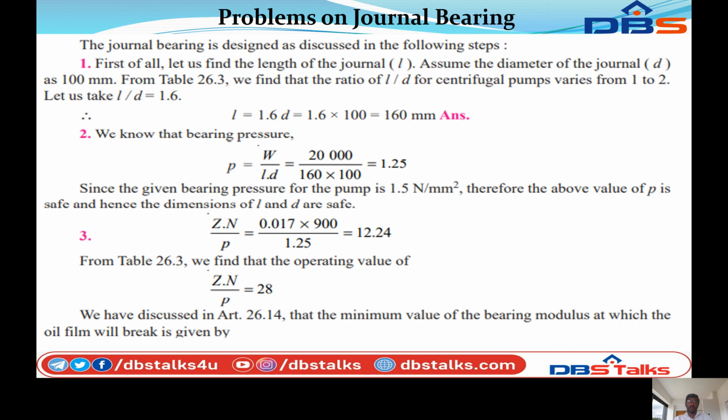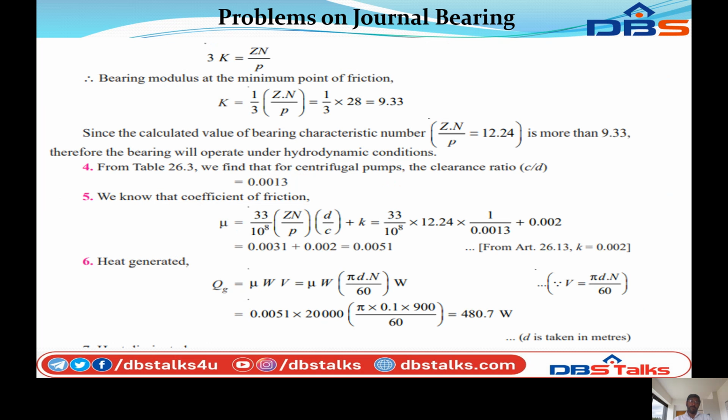So substitute the values. 3K is equal to ZN by P. Therefore the bearing modulus at the minimum point of friction, K is equal to 1 by 3 into ZN by P, that is equal to 1 by 3 into 28. So finally, calculating K is equal to 9.33. Since the calculated value of the bearing characteristic number ZN by P is equal to 12.24, it is more than 9.33. Therefore the bearing will operate under hydrodynamic conditions.